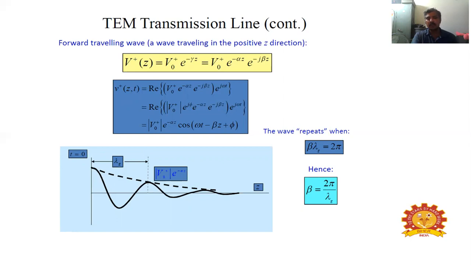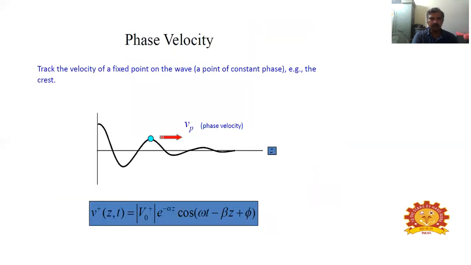So here we have one more important thing, that beta is equal to 2 pi by lambda g. As you all know, lambda is the wavelength and beta is the phase constant. So the relationship between the wavelength and the phase constant is given as beta is equal to 2 pi by lambda g. And you can see the diagram for the wave traveling in the positive direction.